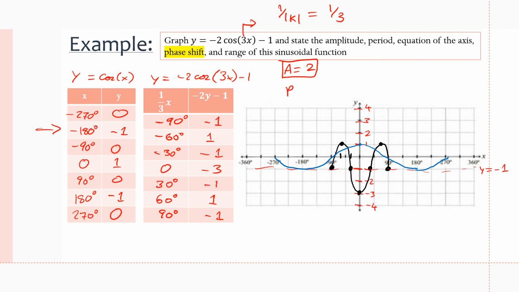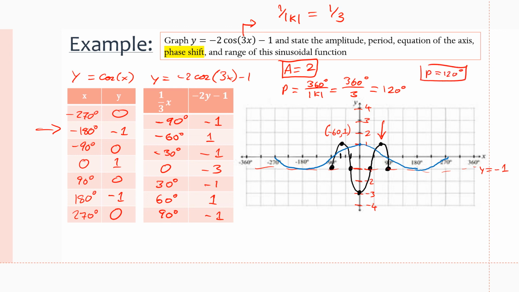Our period will be, let's say, 1 cycle. So let's say from here to here, which we're going at this point, this is negative 60 and 1. So we're going from negative 60 to positive 60. So that distance altogether is 120 degrees. And it makes sense because our period, if you guys remember, will be 360 divided by the absolute value of k, which is 3. So our period will be 120 degrees. Period equals 120.